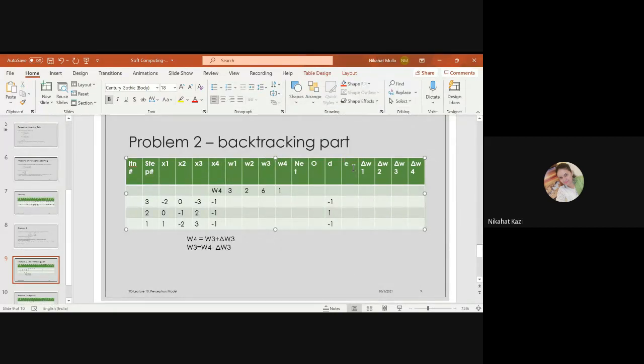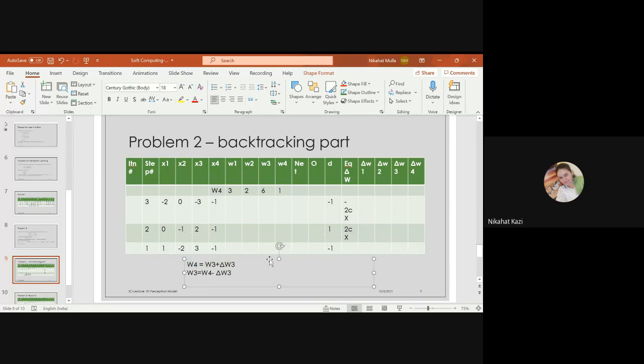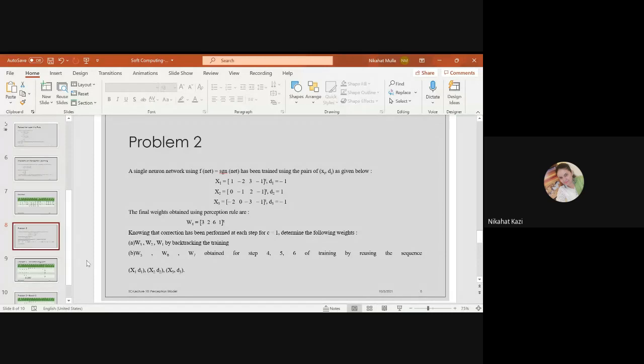If you use minus 2cx, can you tell me what is the value of delta W3? Equation for delta W, I'll just write it here for your reference. In this case, it is minus 2cx. In this case, it is 2cx. And this is also minus 2cx. Now you tell me what is this vector. C is given to be plus 1.